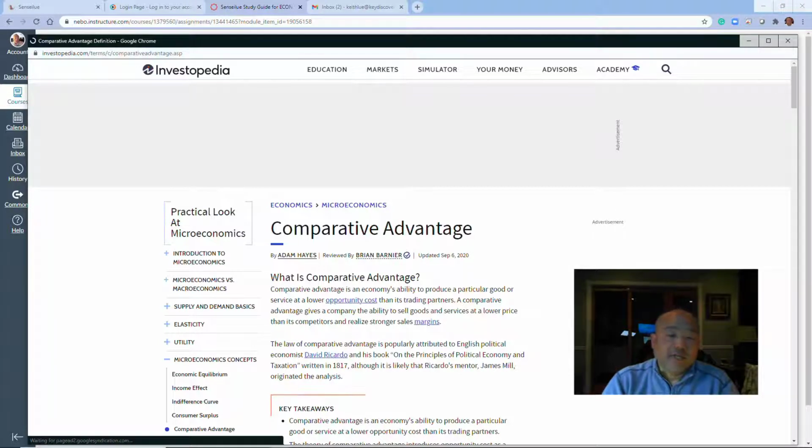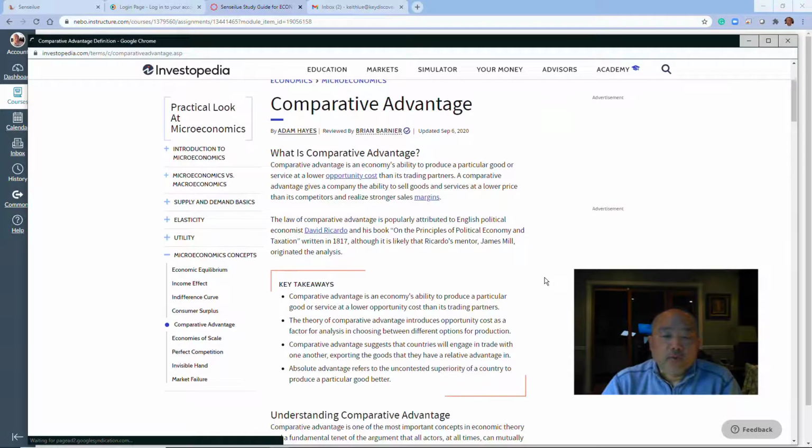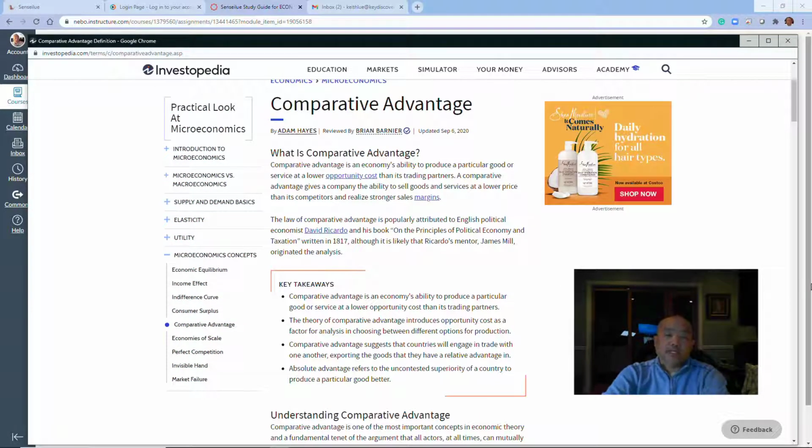Okay, look at comparative advantage. What is comparative advantage? Once again, let's take a look at what Investopedia says. It says a comparative advantage is, in an economy, the ability to produce a particular good or service at a lower opportunity cost. So when we're talking about comparative advantage, we're also talking about opportunity costs. And you'll discover that there are nations that have a lower opportunity cost in producing certain goods and services.